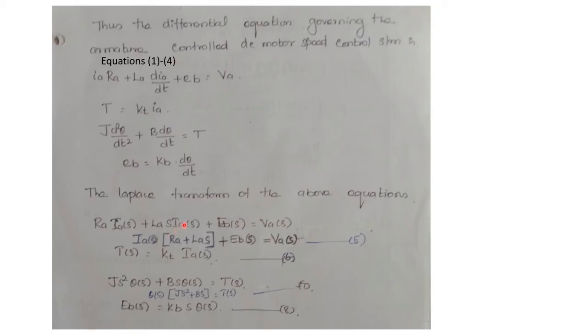Okay, so from this equation, in the first 2 terms, this IA of S is common, isn't it? So we can take it outside. Okay, and we have to write the remaining. Mark this as equation number 5.